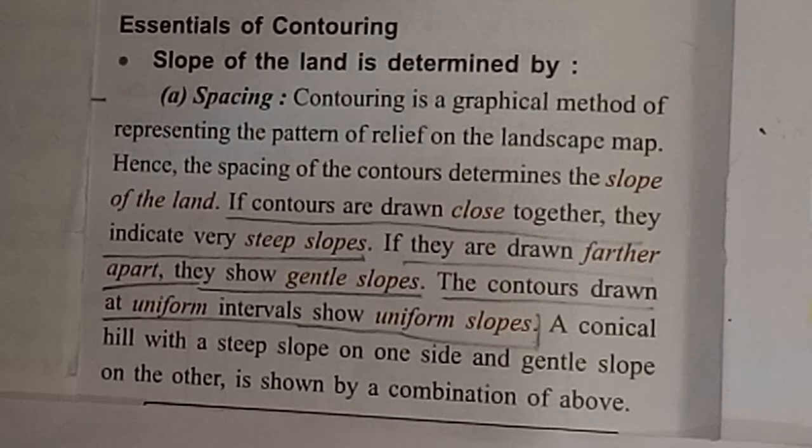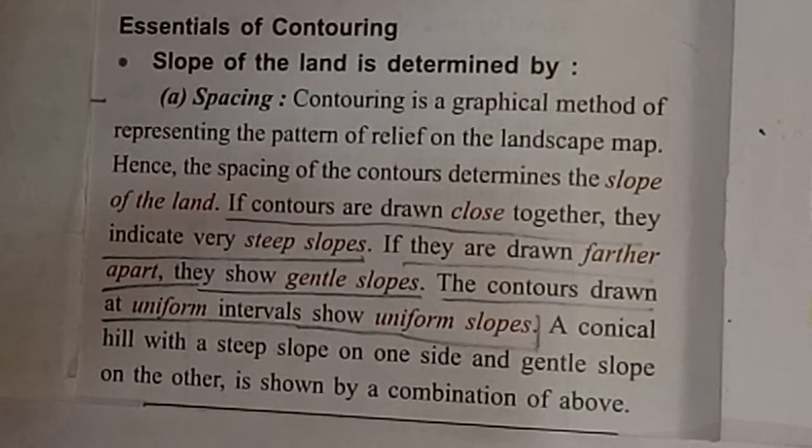Conical hills with a steep slope on one side and a gentle slope on the other are shown by a combination of the above. That is, one side has a steep slope and the other side has a gentle slope.